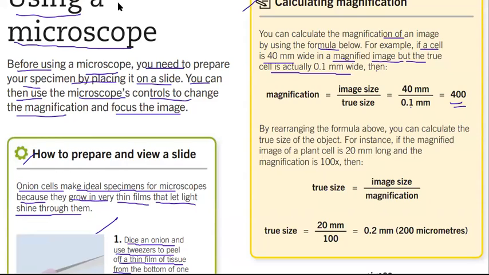By rearranging the formula above, you can also calculate the true size of the object. For example, suppose the magnified image of the plant is 20 millimeters long and the magnification is 100 times. Then true size equals image size divided by magnification. Image size 20 millimeters divided by magnification 100 gives 0.2 millimeters. So that is the true size of the cell.